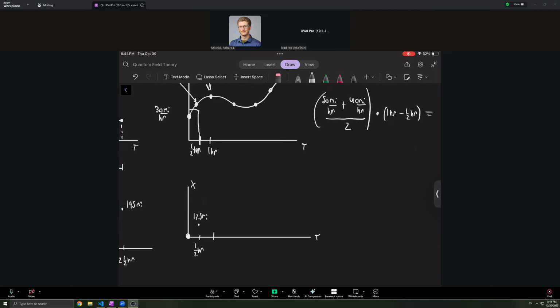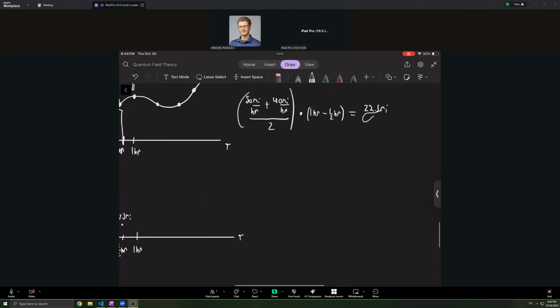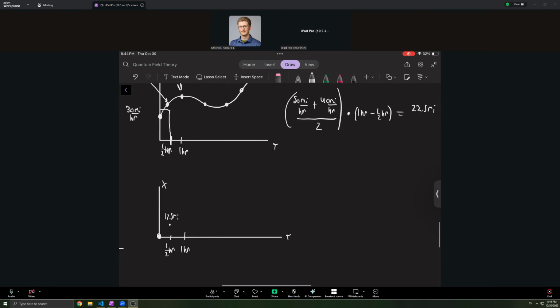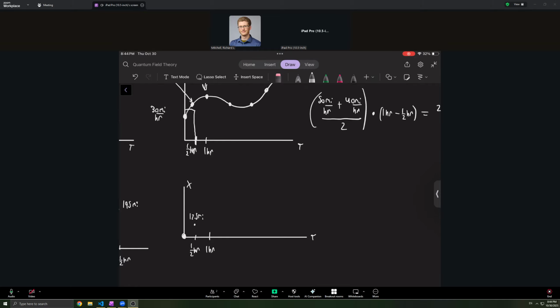So if I want how far the car has gone after an hour in total, I need to add this number here, the 22.5, to the 17.5, to get a value of 40 miles.